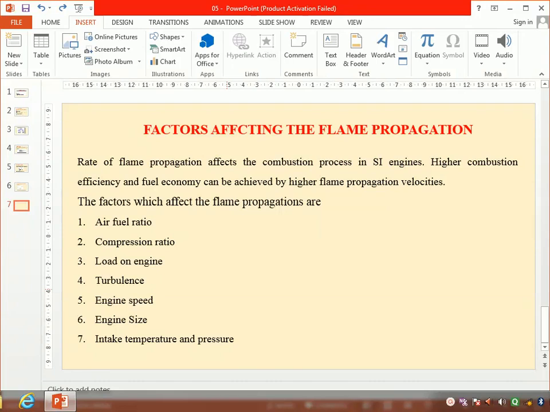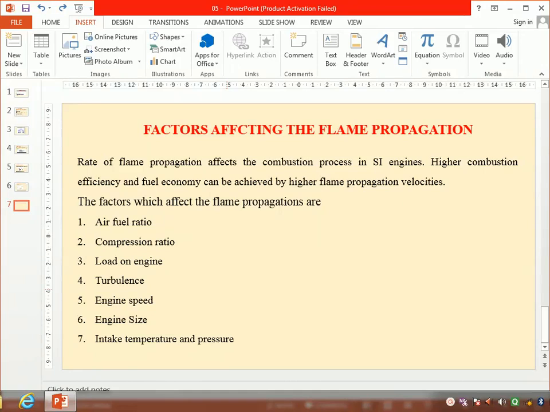Load on the engine. When the load increases, the flame speed also increases, meaning at higher load the flame speed also increases, because the load increases the cyclic pressure inside the combustion chamber, thereby it reduces the delay period, and thereby it increases the flame velocity. At lower load the combustion is poor, which results in higher emissions and also a lower flame propagation or lower flame speed. So it is desirable to operate the engine at higher load.